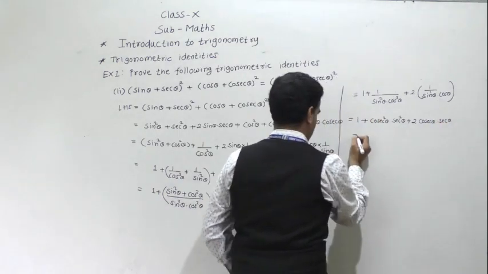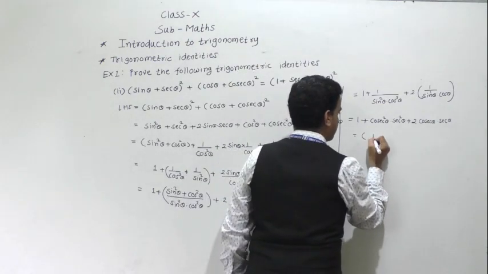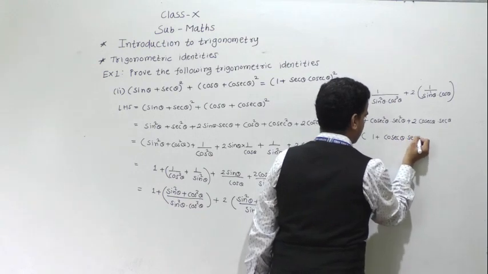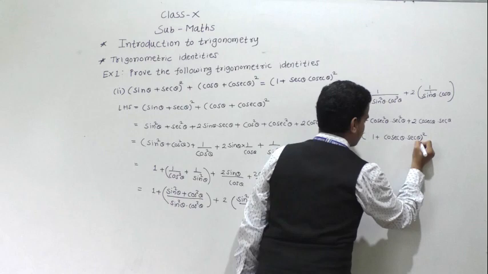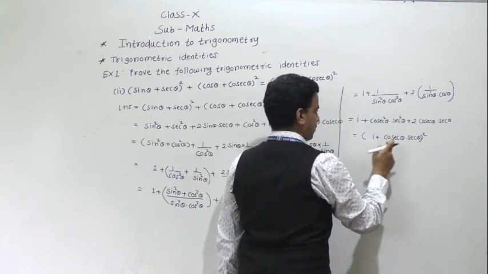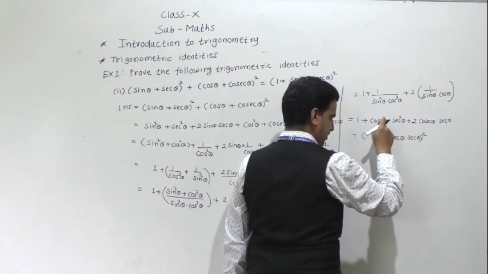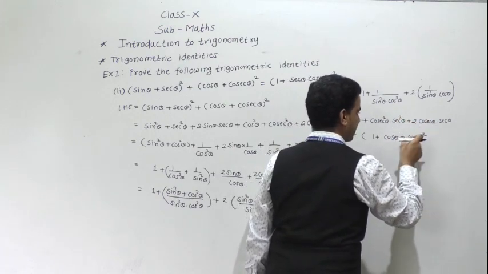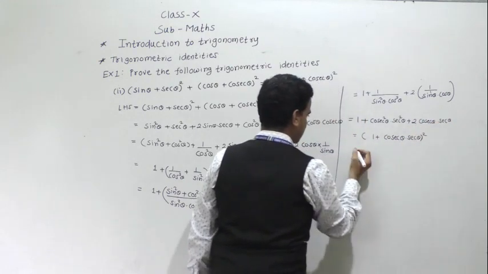Okay, so this is the expansion of (1 plus cosec theta into sec theta) whole square. See here, 1 square is 1, plus (cosec theta into sec theta) square means cosec square theta into sec square theta, plus 2 into cosec theta into sec theta into 1, means this term. Okay, and this is the RHS.